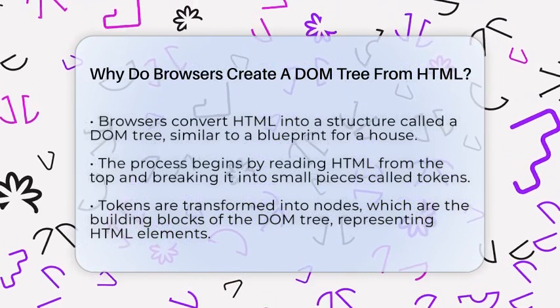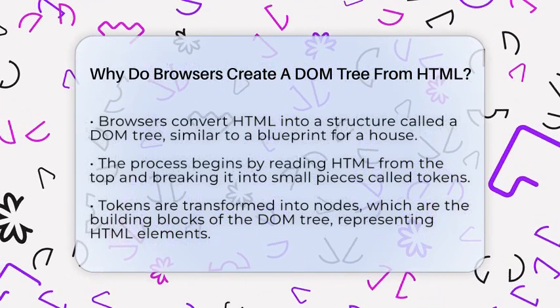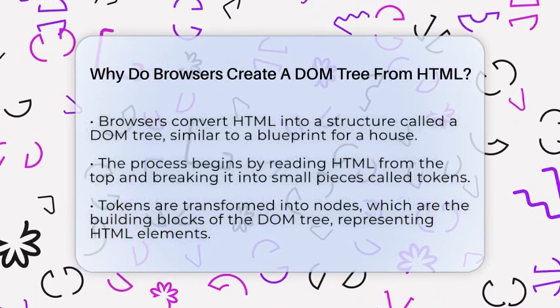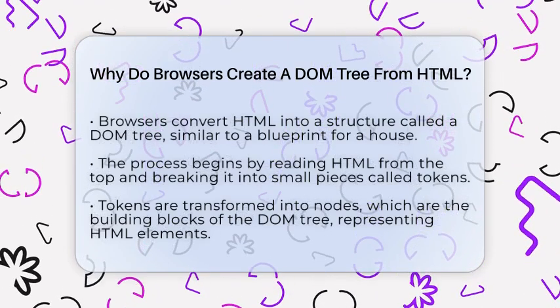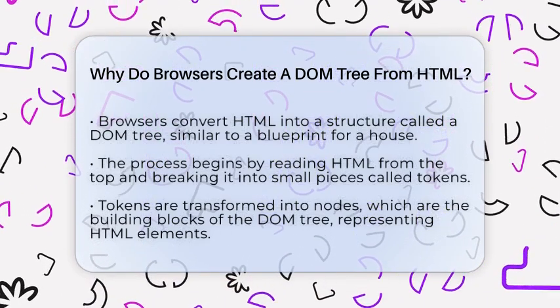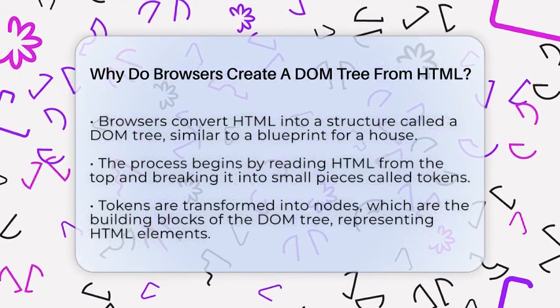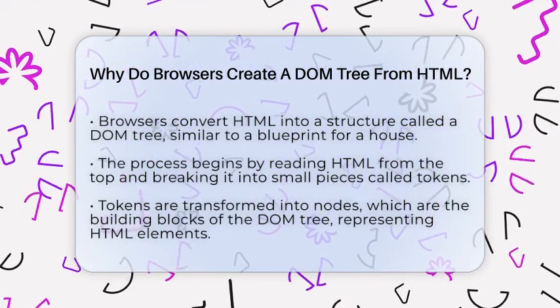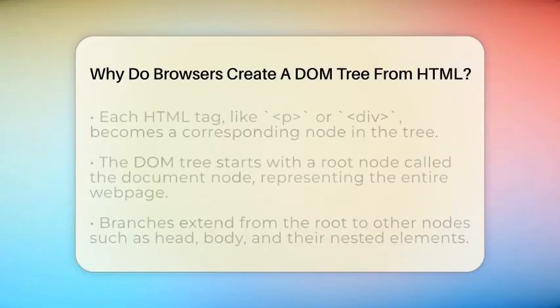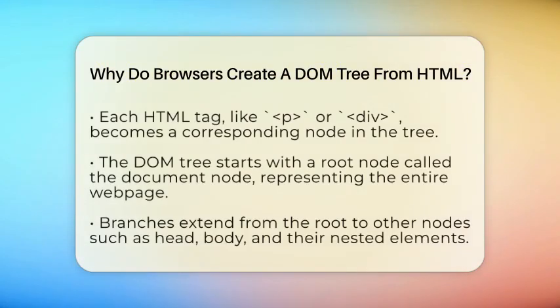When a browser gets the HTML, it starts reading it from the top. It breaks down the code into small pieces called tokens. These tokens are then turned into nodes, which are like building blocks. Each HTML element becomes a node in the tree. For example, a paragraph tag becomes a paragraph node, and a div becomes a division node. The browser organizes these nodes in a way that reflects how the HTML tags are nested.